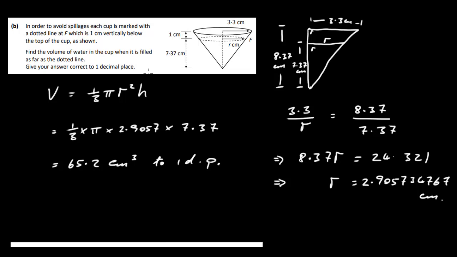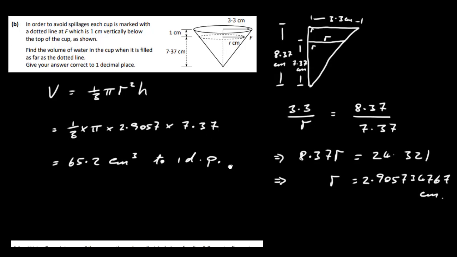Okay, so that's it for part B. Let's have a look at part C. So in part C here, water flows into one of these cups through a cylindrical pipe of radius 0.8 centimeters at a flow rate of 2.5 centimeters per second. Find to the nearest second how long it would take to fill the cup to the line F.